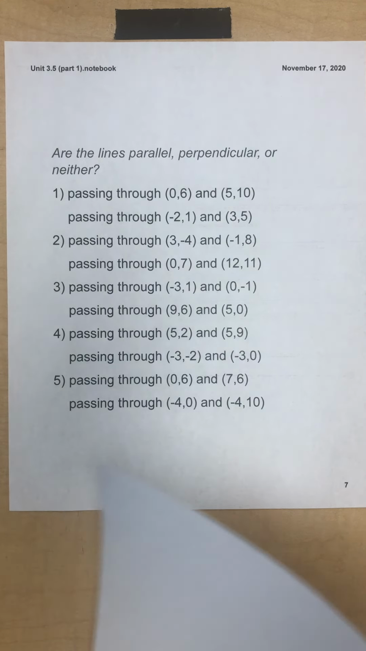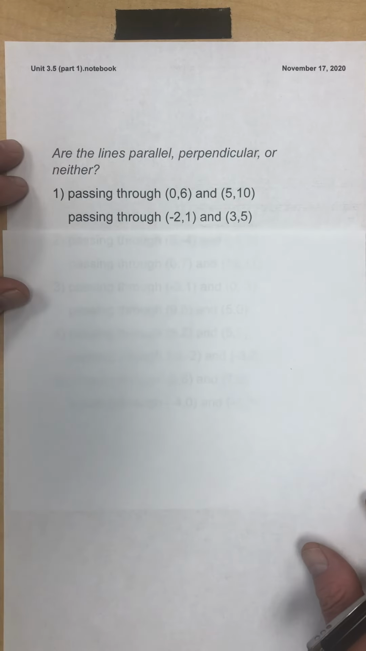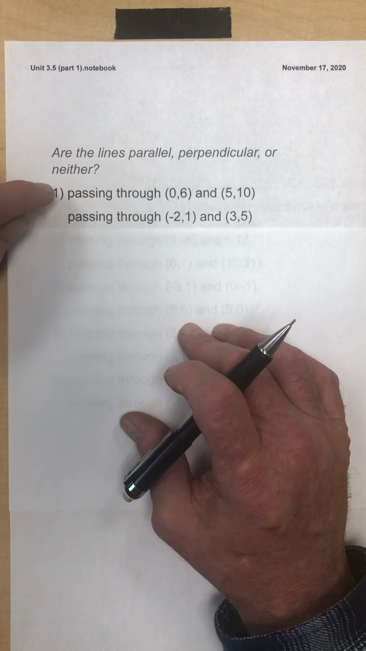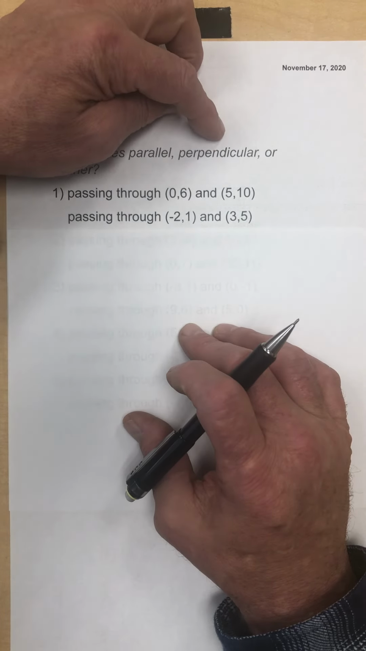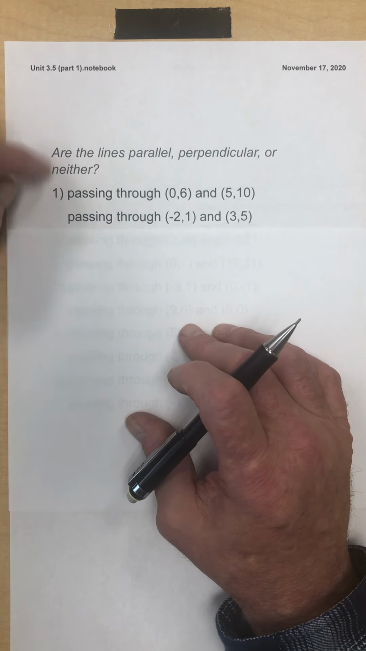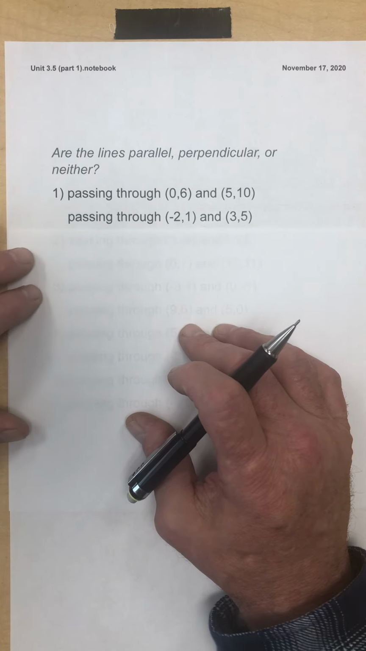All right, so we need these to determine whether or not lines are parallel or perpendicular in the coordinate system. So it wants us to take a look at this, and it says, are the lines parallel? Well, if they have the same slope, they're parallel. Are the lines perpendicular? Well, if they have slopes that are opposite reciprocals of each other, then they're perpendicular, or neither. If they're neither parallel nor perpendicular, then we would just say neither.